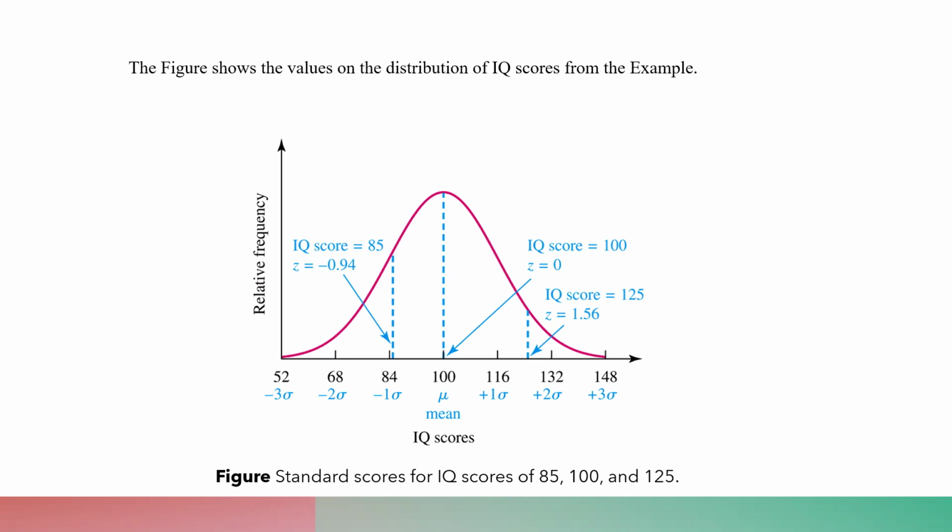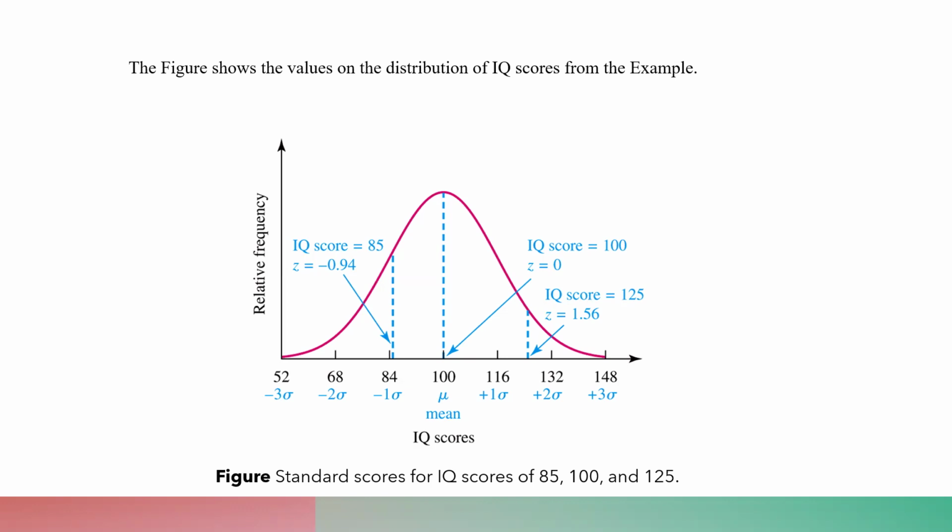IQ scores are normalized on purpose. They have a mean of 100, and because they're normalized, the mean, median, and mode are all the same. The IQ score has a mean of 100 and a standard deviation of 16. So if I go down one standard deviation, I'm going to 84. If I go up one standard deviation, I'm going to 116. That is one standard deviation.